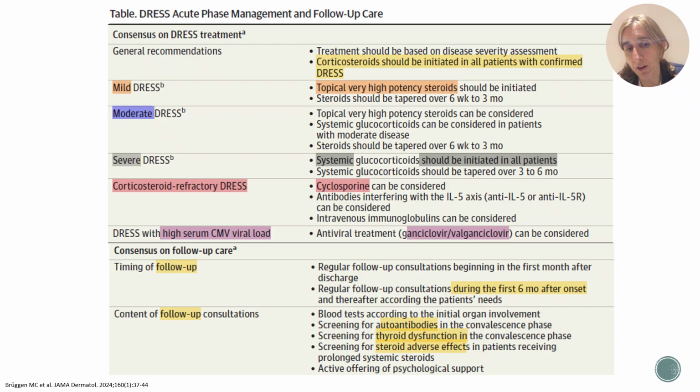If we, for example, have a high viral load of cytomegalovirus, we can start ganciclovir or valganciclovir, etc. Also, the timing of follow-up depends on this grading, and we have follow-up during the first 6 months after onset, and then also consultations in which we also follow up steroid adverse effects and also autoimmune disease.